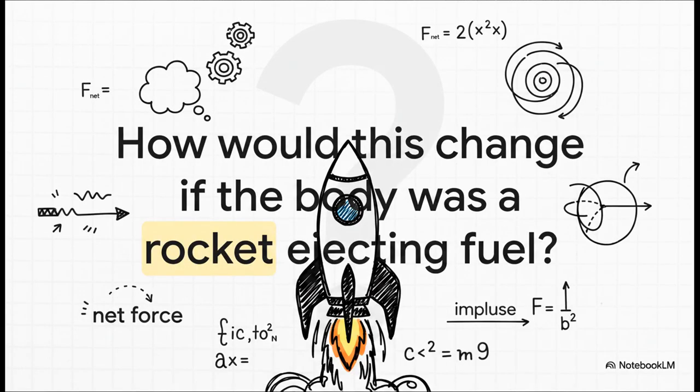And that brings us to a final thought to chew on. What if our net force wasn't constant? What if our object wasn't a simple body, but a rocket that's actually ejecting fuel, changing its own mass as it flies? How would you apply the impulse-momentum theorem then?